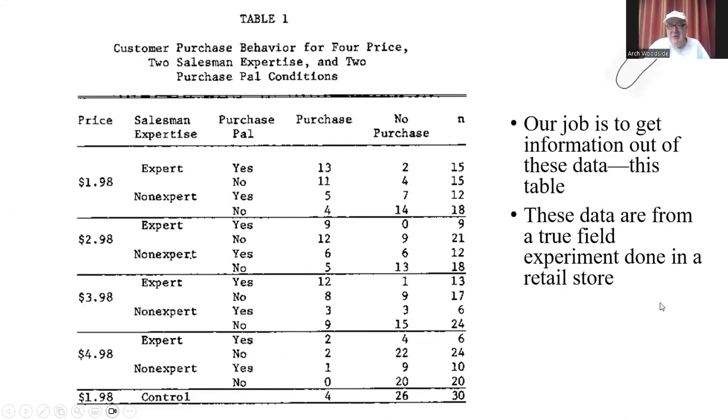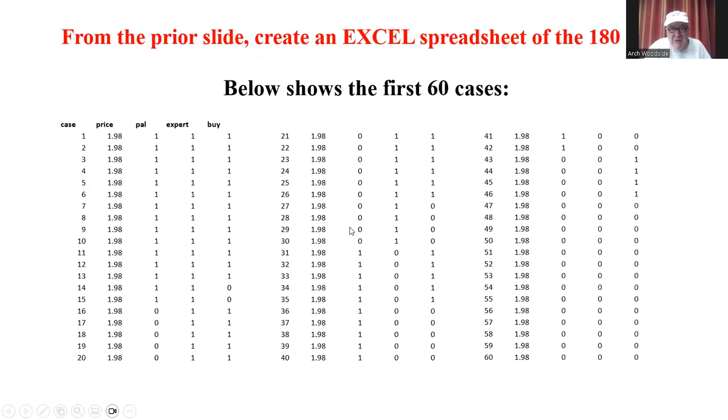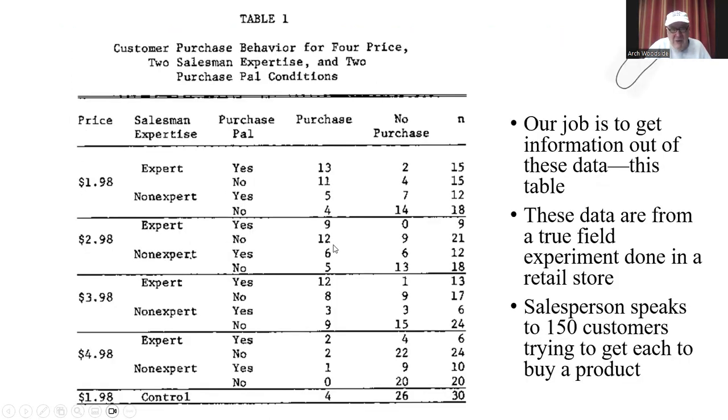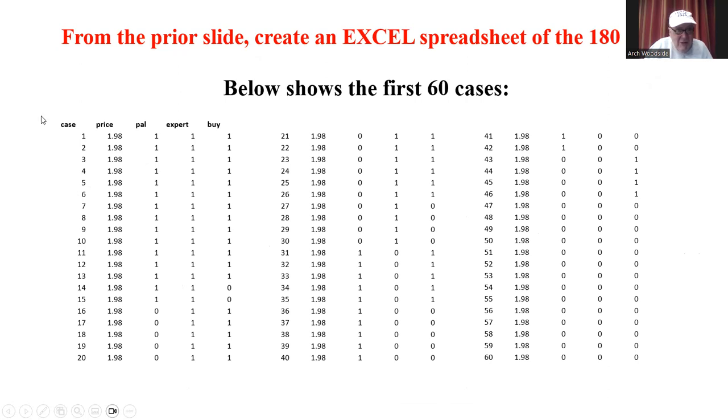Our data is from a true field experiment, the salesperson speaks to 150 customers, and he either gives an expert message or a non-expert message about a new product. And below is the first 60 cases, and I simply took that from these 30 cases and these 30 cases. So you can do that yourself to come up with your data. And so the first column is case, the second column is price, the third column is PAL, fourth column is expertise, and whether or not they bought.